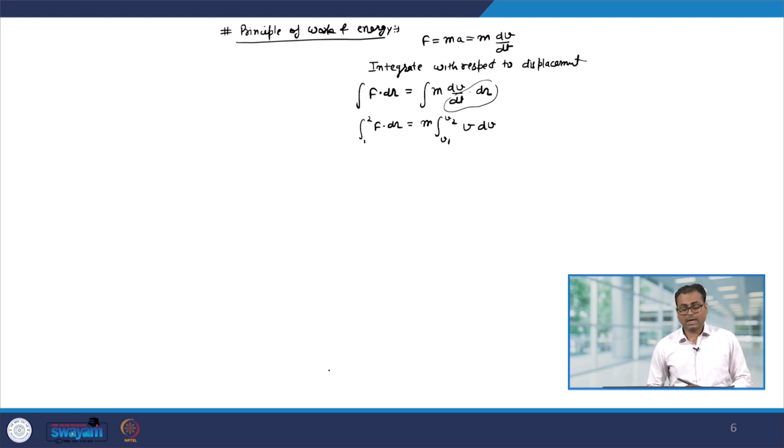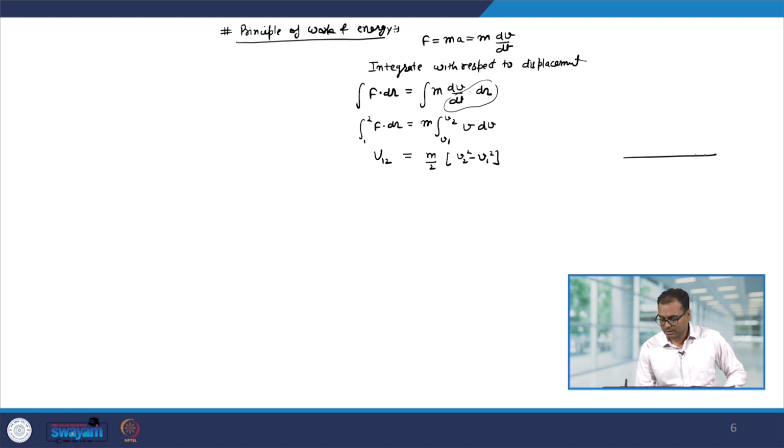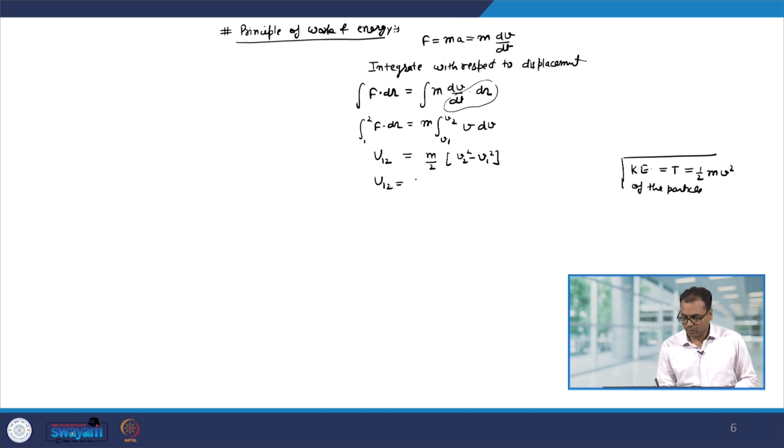So, F dot dr is the work from 1 to 2. Let me denote it by U12 equal to m times the integral of v, which is v square divided by 2. Let us put the limits, so we have m over 2 times v2 square minus v1 square. Let us define the kinetic energy. Let us denote it by T equal to half m v square, and this is the kinetic energy of the particle. So, we can write U12 equal to T2 minus T1, or let me write it in the natural sequence. We have a particle which is moving with a kinetic energy T1, work U12 is done on it, then its kinetic energy becomes T2.